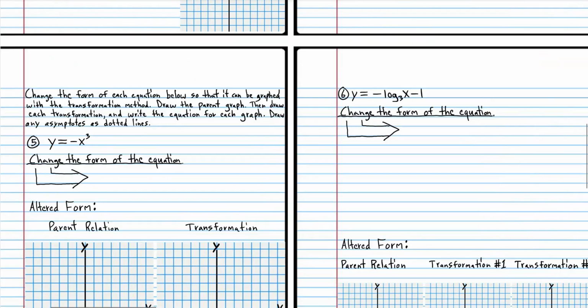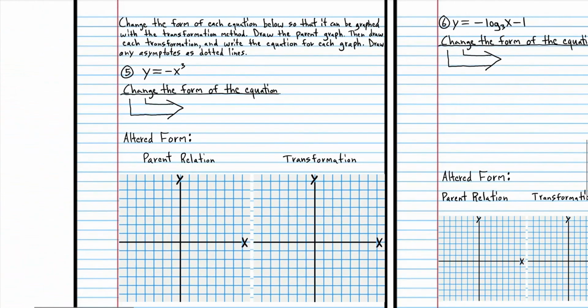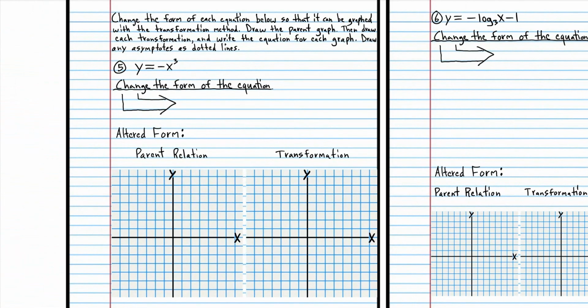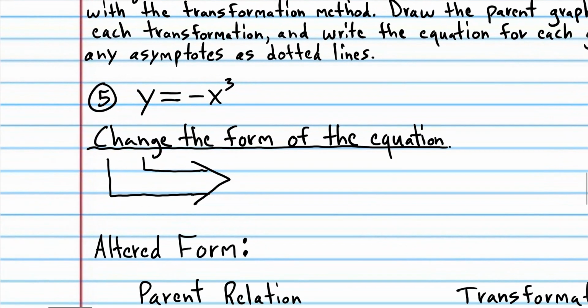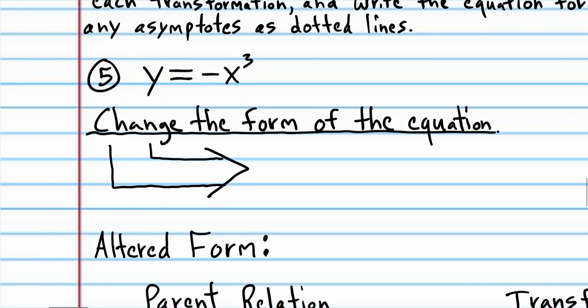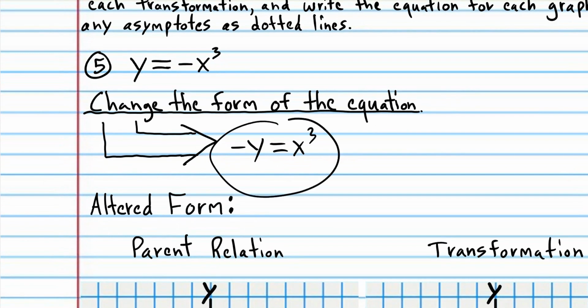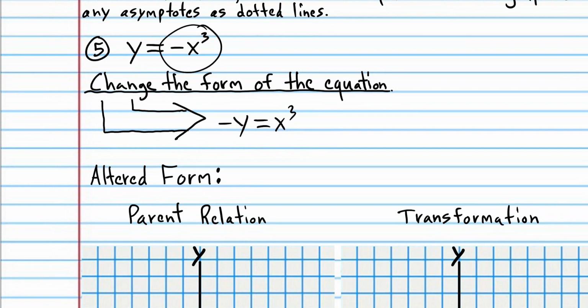Alright, so now let's try number 5. See if you can do number 5, and when you come back, we'll try it together. Okay, we're back. So we have a negative in front of x cubed. The transformation properties don't tell us what to do in that situation, so I have to multiply both sides of the equation by -1. And now the transformation properties will tell us what to do. We know what to do when there's a negative on y, but we don't know what to do when there's a negative on x cubed.